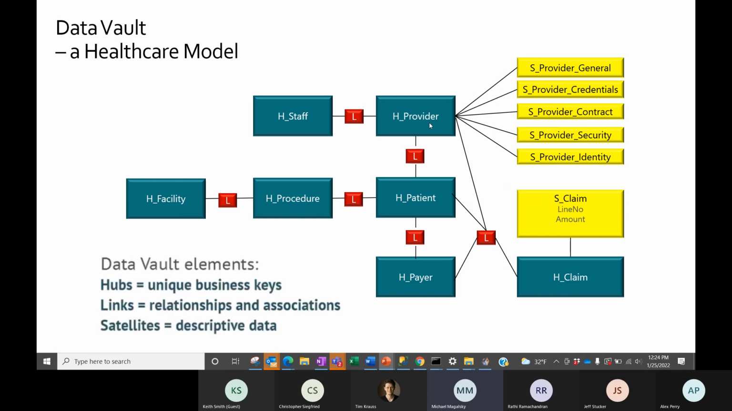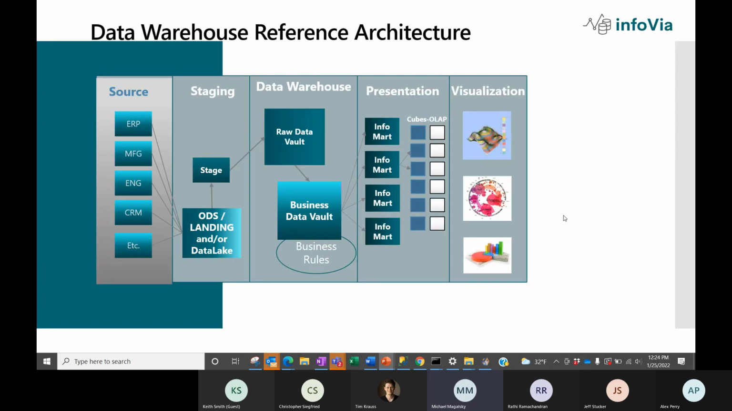A hub either exists or doesn't. A row is inserted and then never changes. It's always identified as a thing that existed at one time. But satellite data tends to change over time, and so it's in the satellites where we keep that rich history of change. Okay, but Data Vault is not only a model, it's also an architecture.